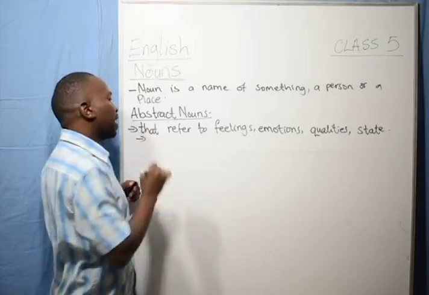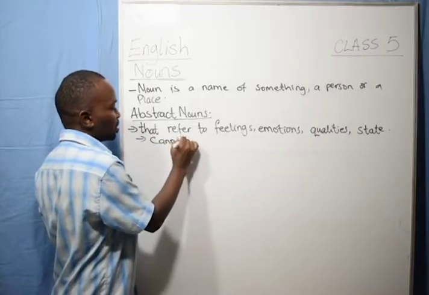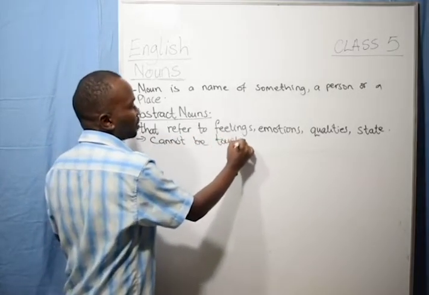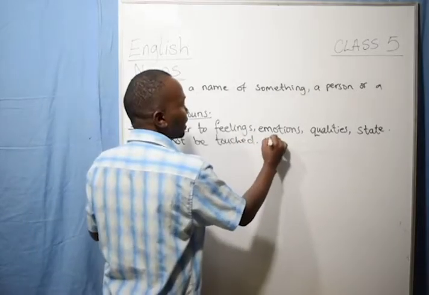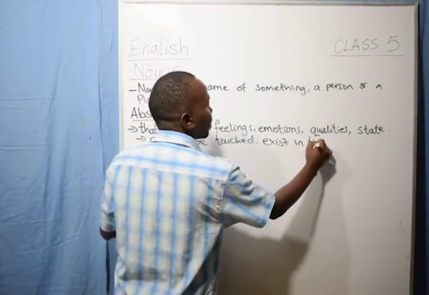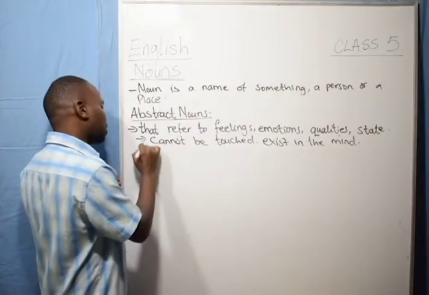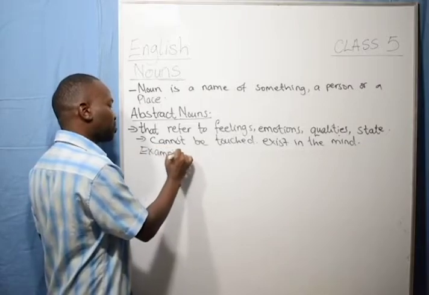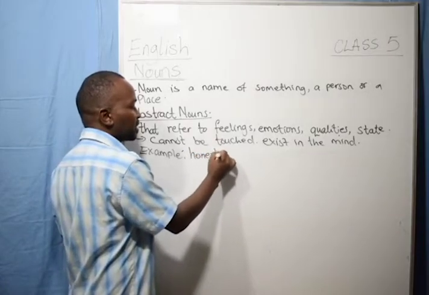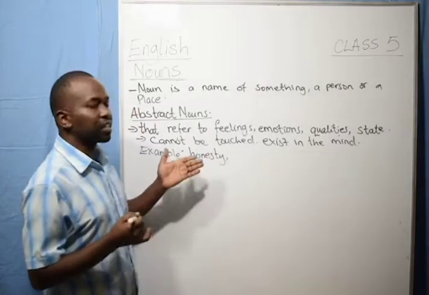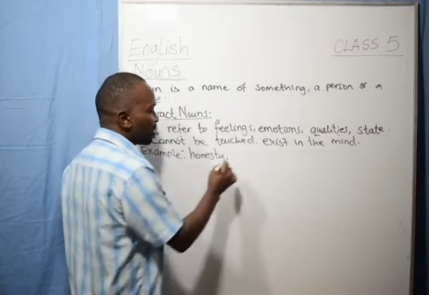Now, before we go on, these kinds of nouns cannot be touched. They only exist in the mind. Now, examples of these abstract nouns include, for example, honesty. You can never touch honesty, but you can see it in somebody, the way somebody behaves. We have happiness.